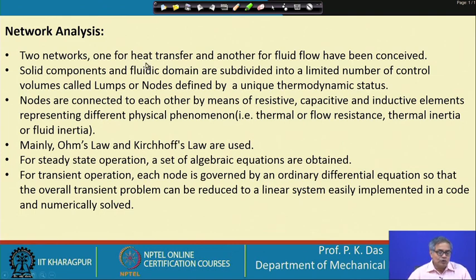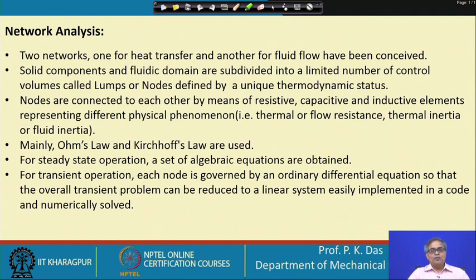Then nodes are connected to each other by means of resistive, capacitive or inductive elements representing different physical phenomena, that is thermal or flow resistance, that is your resistive element, then thermal inertia and fluid inertia, etc. So, these are the capacitive elements. So, based on this kind of analogy, people can have different elements and complete the circuit, complete the network.